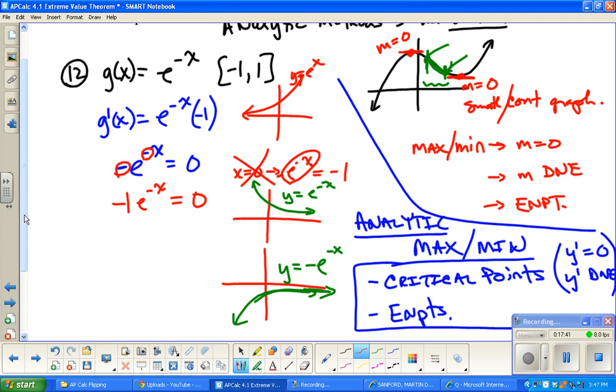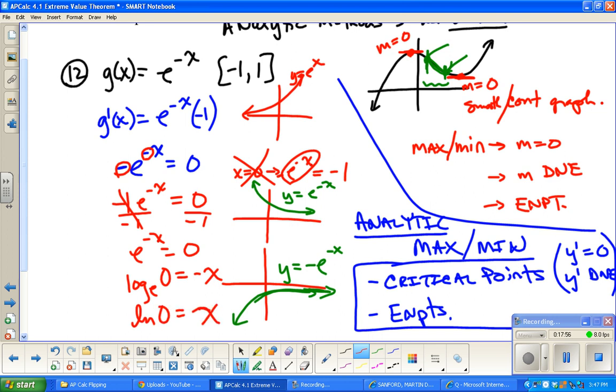If I was going to try and solve this algebraically, e to the negative x equals 0, I'd be looking at log base e of 0 equals negative x. In other words, the natural log of 0 equals negative x. Well, what's the natural log of 0?